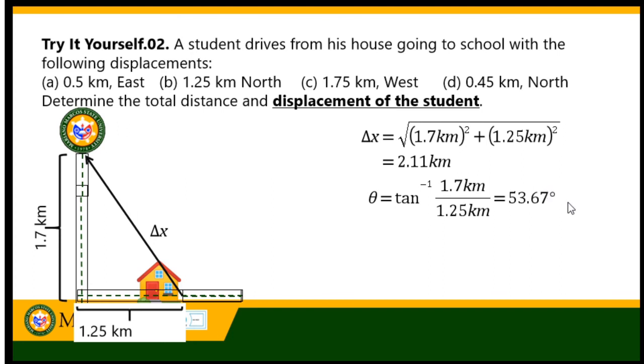53.67 degrees. Therefore, the displacement of the student from his house going to school is 2.11 kilometers, 53.67 degrees in a northwest direction.